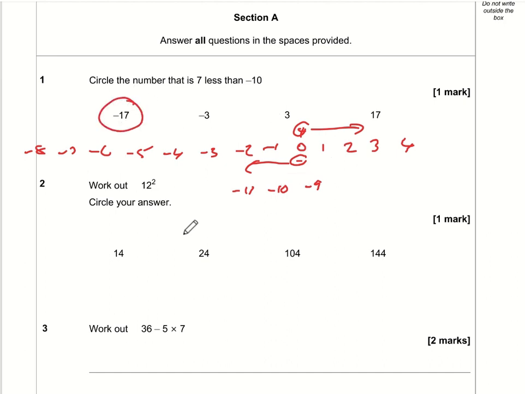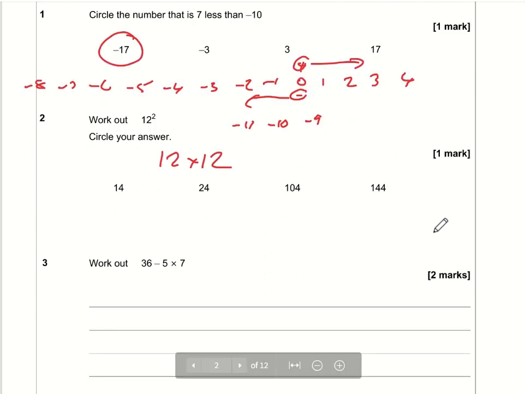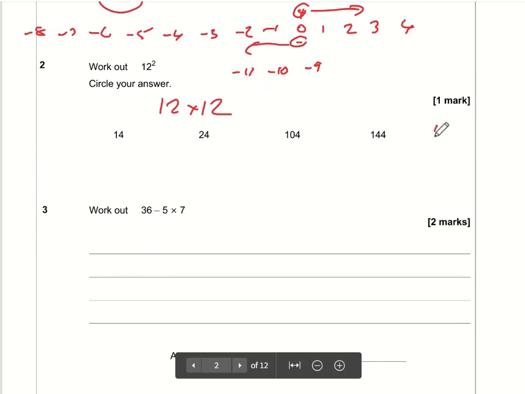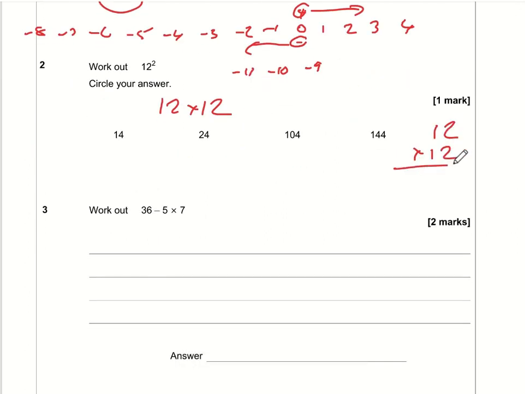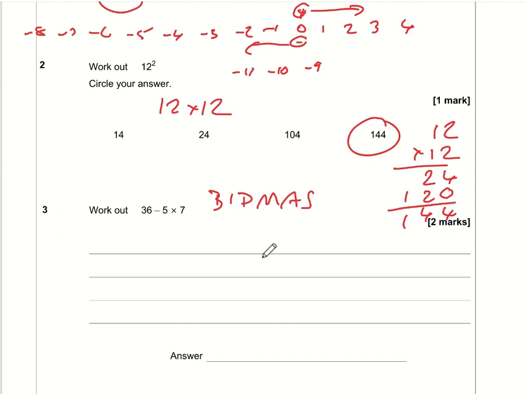Question number 2, 12 squared, that means 12 times by 12. So if you don't know what that is, then you're going to have to do some column work here. 2 2s are 4, 1 2 is 2. Next digit is the 1 of 10, so put in a 0. 1 times 2 is 2, and 1 times 1 is 1. Add these together, 4, 4, 1. So 144.